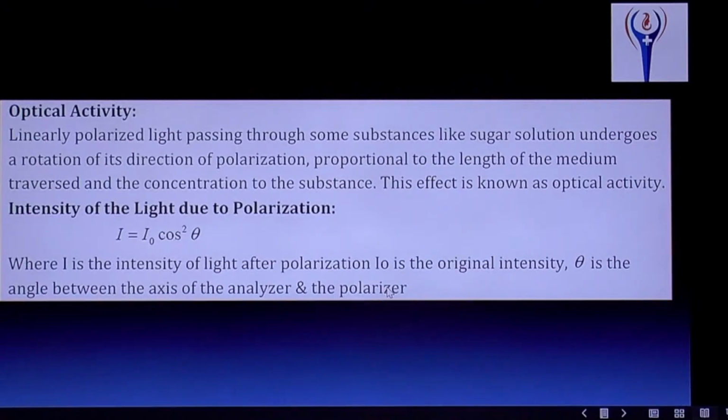Polarizer is the device which is used to produce polarized light. Analyzer is a device used to analyze whether the light is polarized light, unpolarized light, or partially polarized light. That is the analyzer.